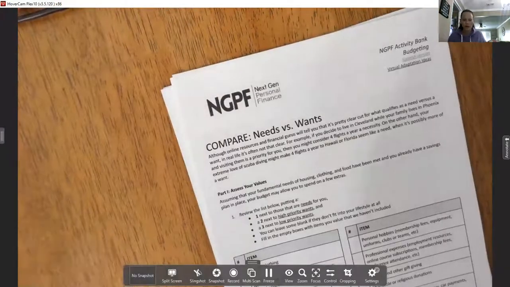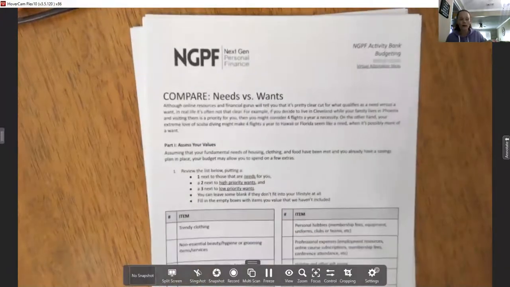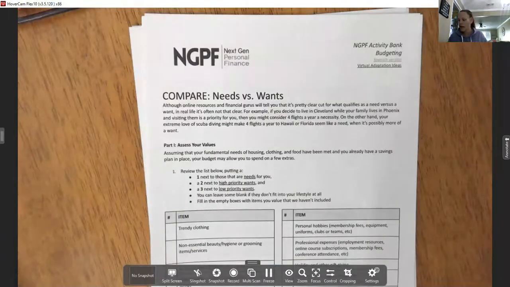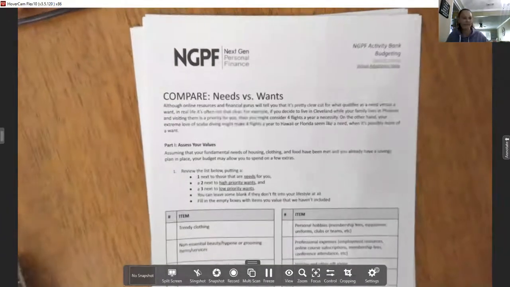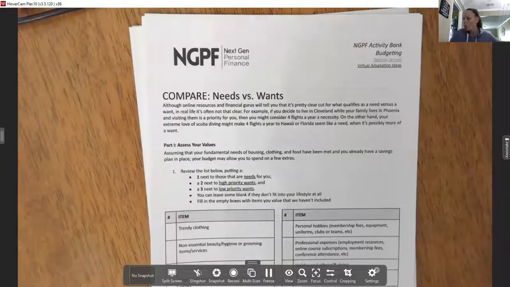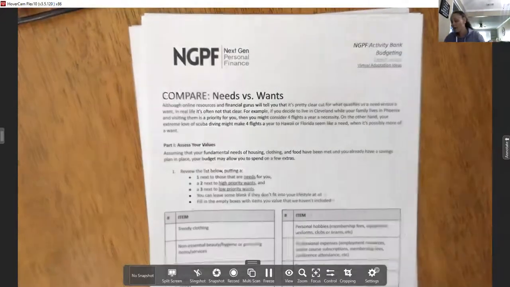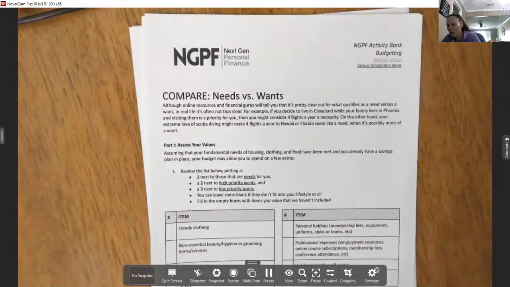So here, we're going to compare needs versus wants. And it says, although online resources and financial gurus will tell you it's pretty clear cut what qualifies as a need versus a want, in real life, it's often not that clear. For example, if you decide to live in Cleveland while your family lives in Phoenix and visiting them is a priority for you, you might consider 4 flights a year a necessity. On the other hand, if you really love scuba diving, maybe 4 flights a year to Hawaii or Florida seem like a need, even though it's really just a want.